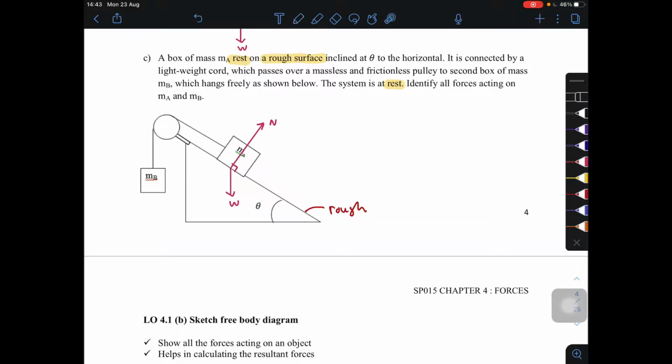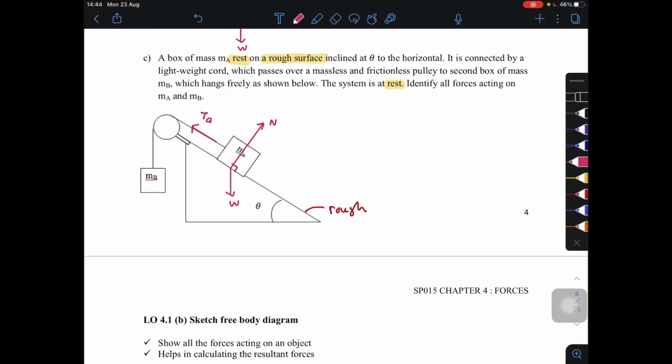Okay, and then this box is connected to a cord. So ada tali dekat sini. So kalau ada tali, remember mesti ada tension force. Then tension force must always be away from the object. So objek dia dekat sini. So kalau away, maksudnya direction dia adalah ke sini. So this is the tension force, so label as TA.